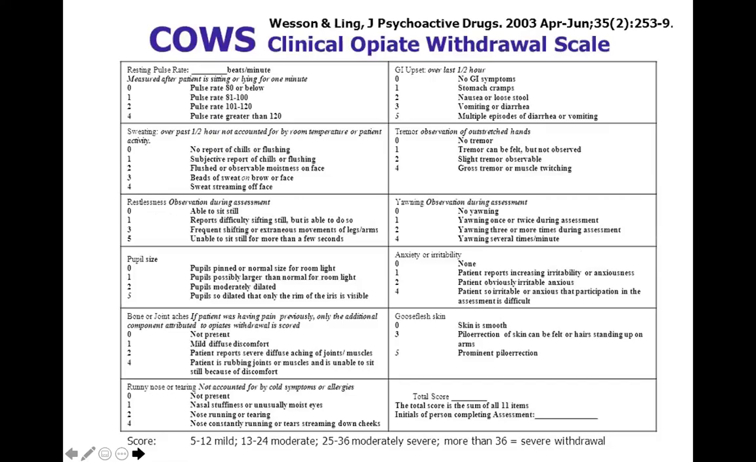And just as a reminder, here's the COWS scale showing what withdrawal symptoms we're looking for. And again, a score of 13 to 24 is moderate, but I have induced people who have had a lower score, especially when they're coming from a full agonist. So I'm usually trying to get people around 10 or 12, which seems to be the magic number for me before I initiate buprenorphine. And you'll start with a test dose.